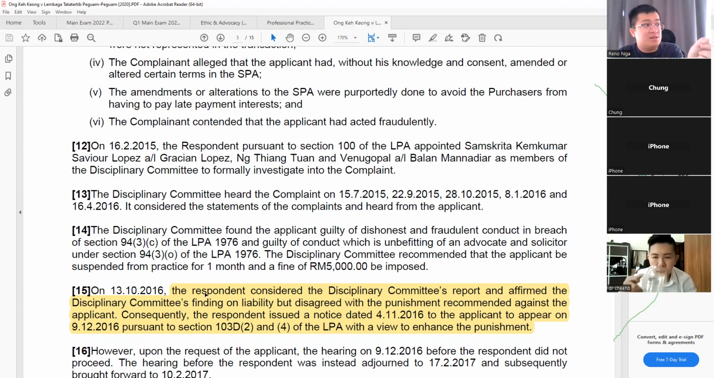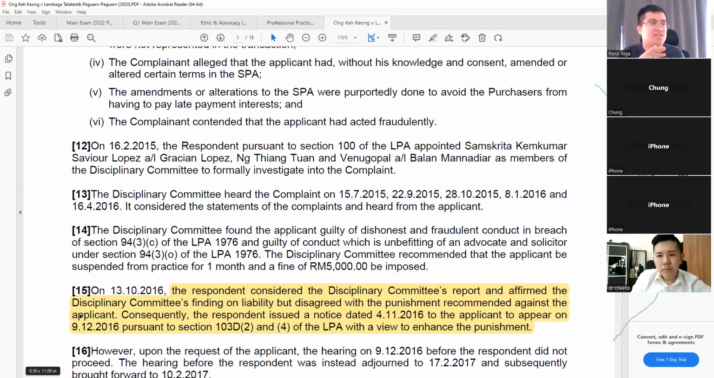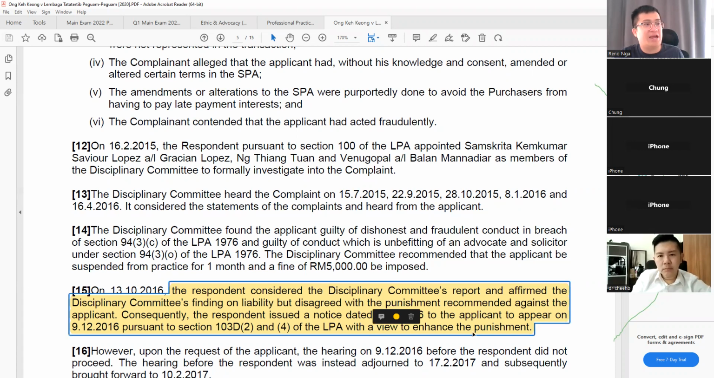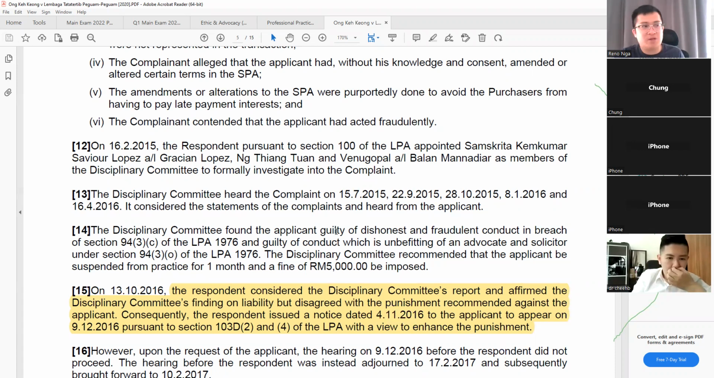But the DB, the respondent here, is the DB. DB disagreed with the punishment recommended against the applicant. Applicant is Ong Keng Yong. So basically it's like this. DC made a report to say, yes, Ong Keng Yong is liable. So it submits the report to the DB, the boss. The boss can make a decision whether they want to accept or they want to have a more harsh punishment or not. So in this case, DB disagreed with the recommendation. They said we should have more. They said they want to enhance the punishment here.